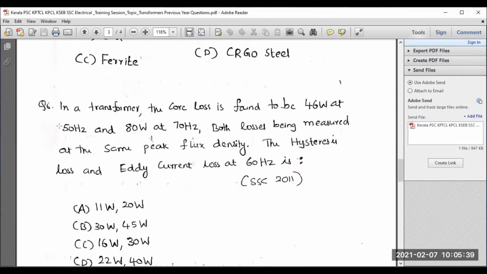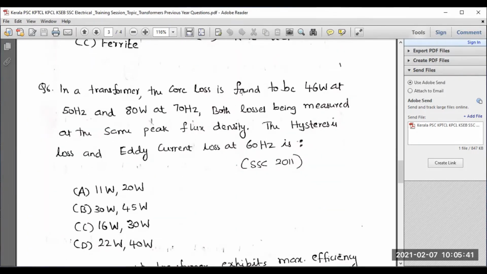Moving on to question number 6. In a transformer, the core loss is found to be 46 watts at 50 hertz. You can note down. Similarly, 80 watts at 70 hertz. Both losses being measured at the same peak flux density, the hysteresis loss and eddy current loss at 60 hertz is. So first you note down what the parameters are. In a transformer, core loss is found to be 46 watts at 50 hertz.